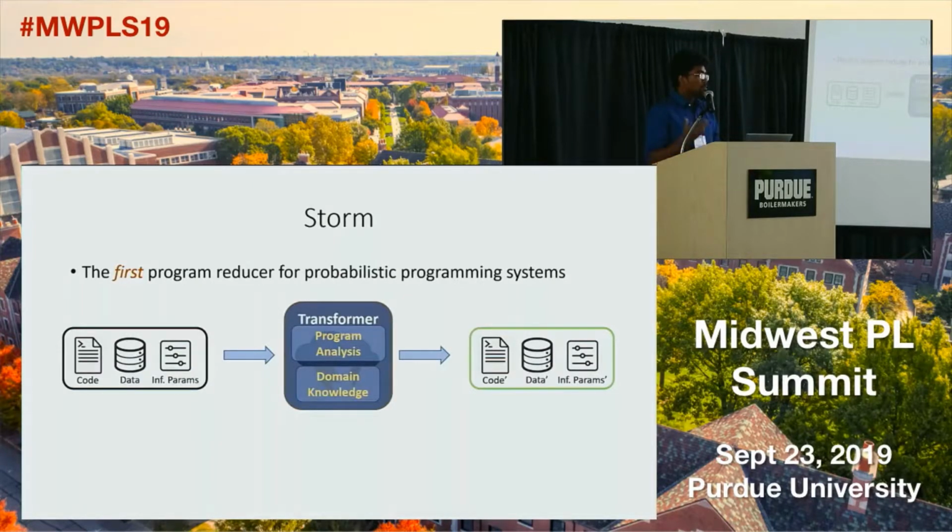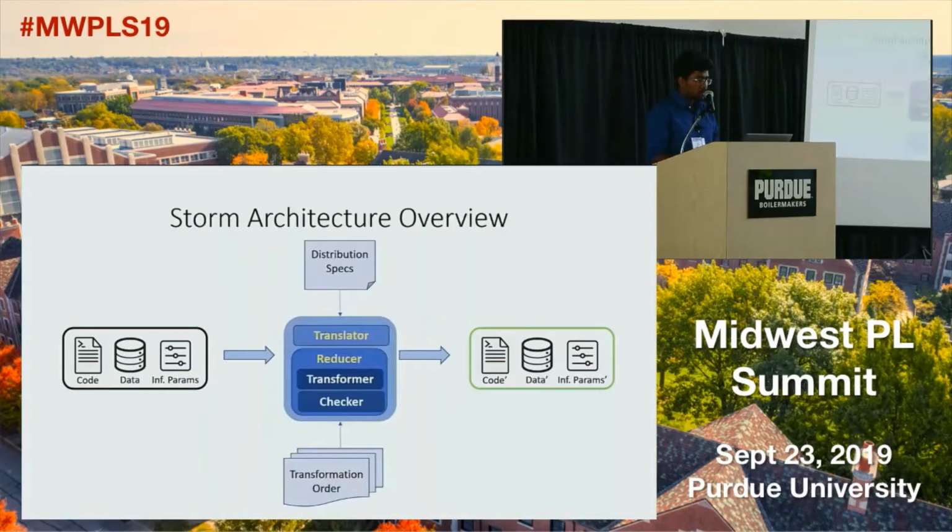Now, to do that, it applies a number of transformations on this input, and it combines domain knowledge along with some techniques from program analysis. So far, we have reduced over 47 bug-revealing programs from Stan and Pyro, which are two popular probabilistic programming systems. So this is a brief overview of the architecture of Storm.